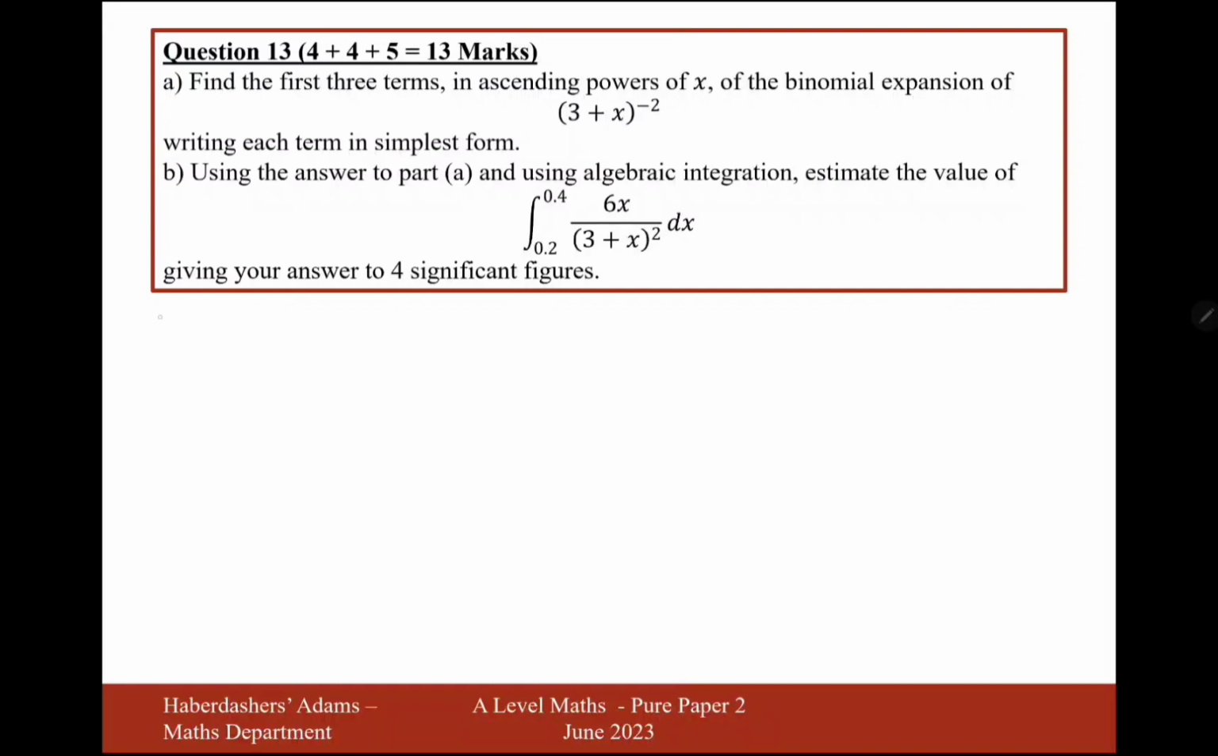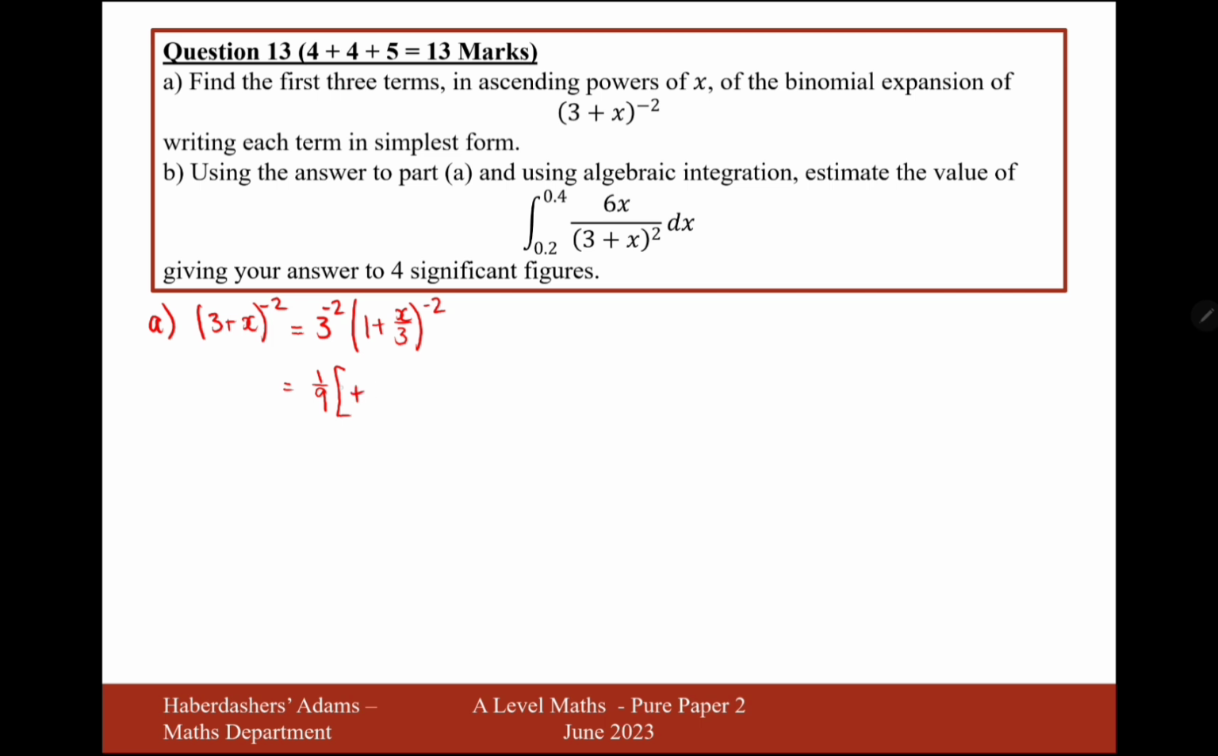Okay, so let's go ahead and do this then. When it's 3 add x to the power of minus 2, the first thing we need to do is remove this 3. So I'm going to factorize out 3 to the minus 2, and it becomes 1 plus x over 3 to the power of minus 2. So that's going to become 1 over 9. And now I'm going to do binomial expansion on 1 plus x over 3 and want the first three terms.